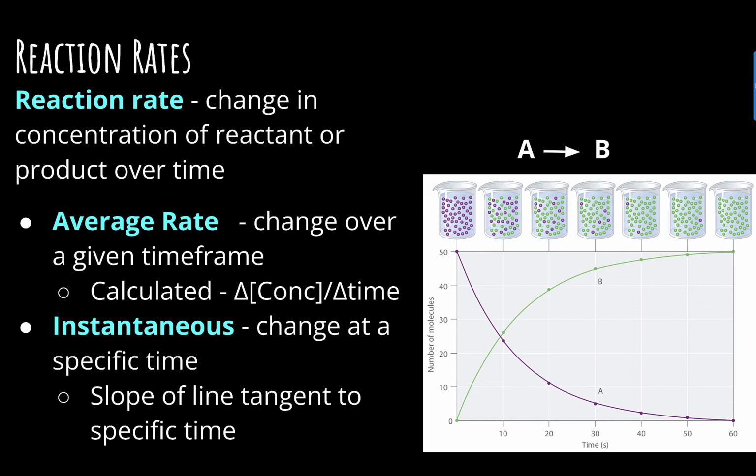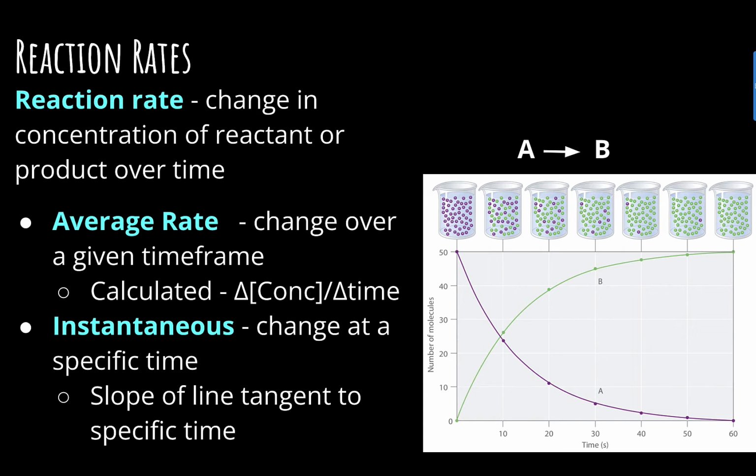So there's two different ways that you can look at a reaction rate. You can look at what's called the average rate, which is the change over a given time frame, which is what we are going to mostly focus on. To calculate an average rate, you take the change in concentration divided by the change in time, and you would be given a data table that would have that information on there.